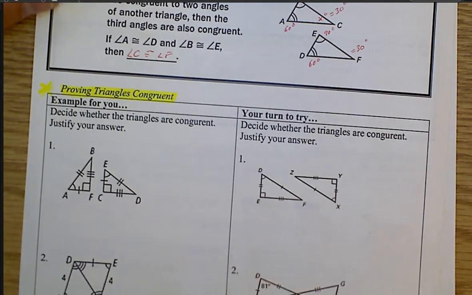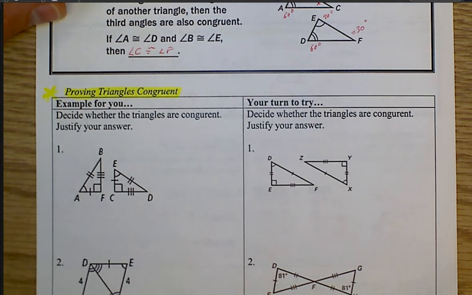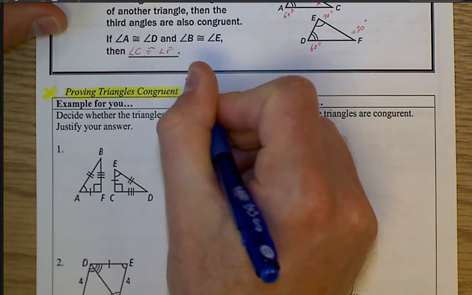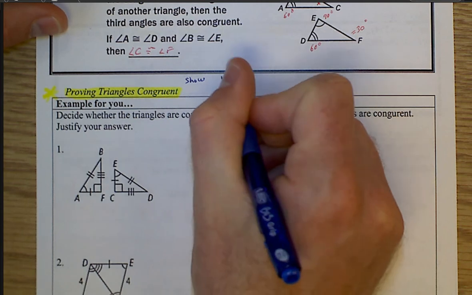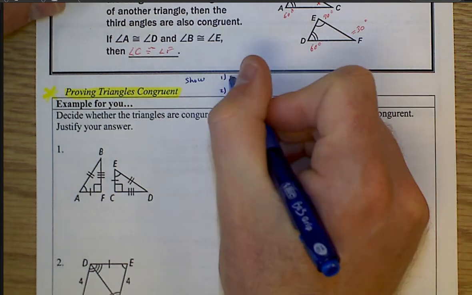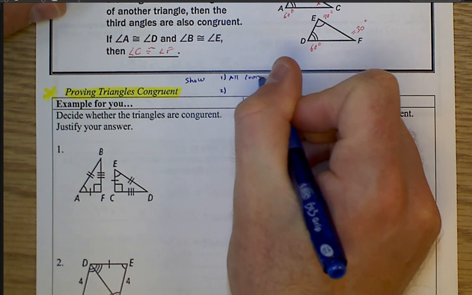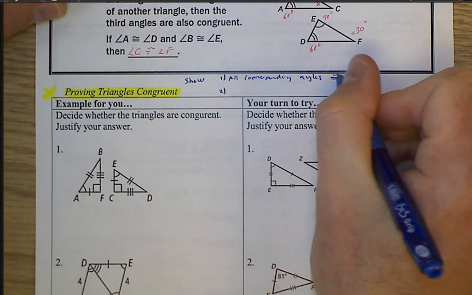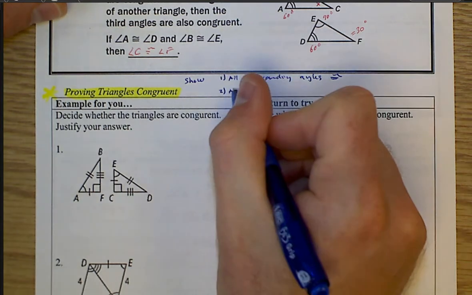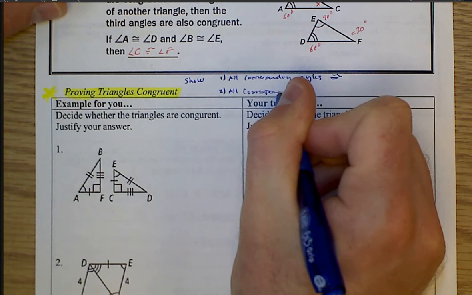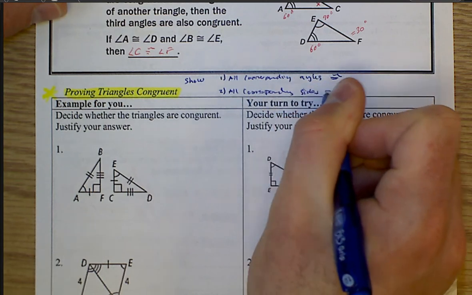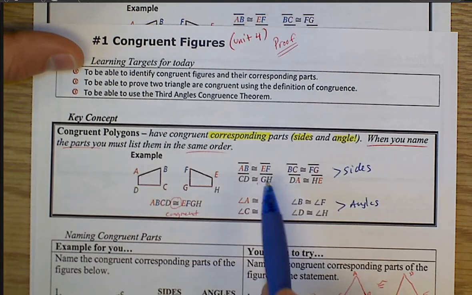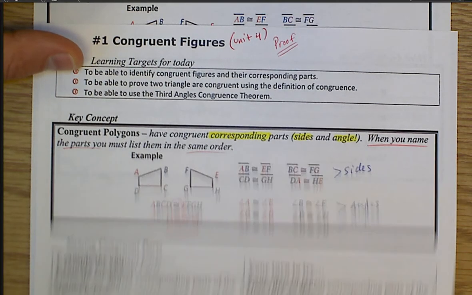So on the back, when we're talking about proving triangles congruent, you need to show two things. Number one, all corresponding angles are congruent. And number two, all corresponding sides are congruent, which is no different than what you did on the front. There's the corresponding sides, there's all the angles, that's what you're trying to do, okay?